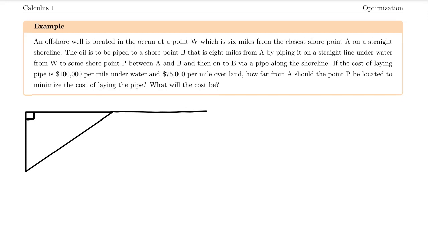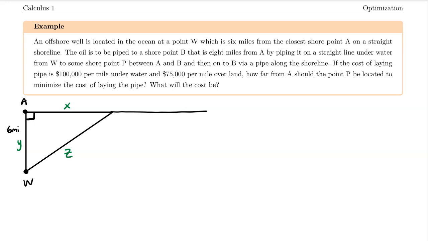Okay, so I'm out in the ocean right here, and I'm going to call that W to represent the well. And I'm going to give these other lengths some names. I'm going to call that C. I will call this X, and I'll call this Y. And then it tells us that from the well to the closest shore point, A, this distance is 6 miles.